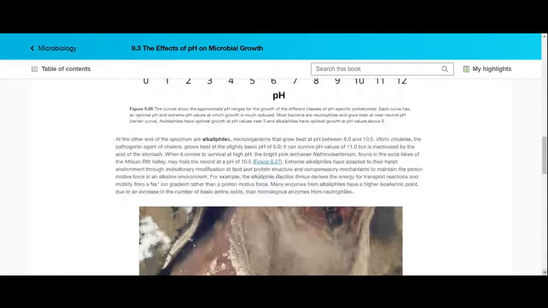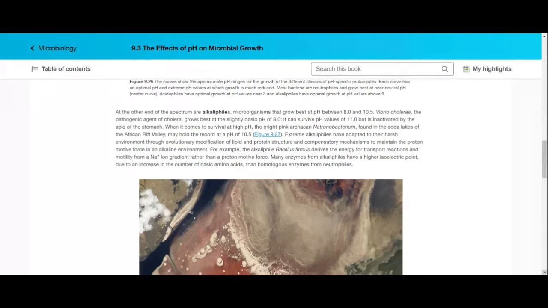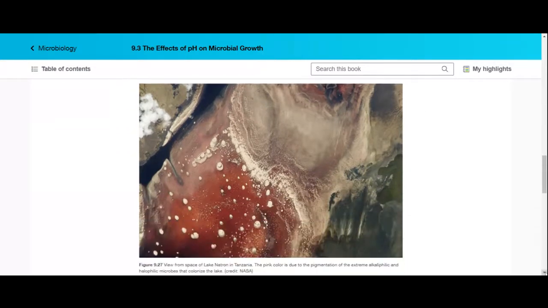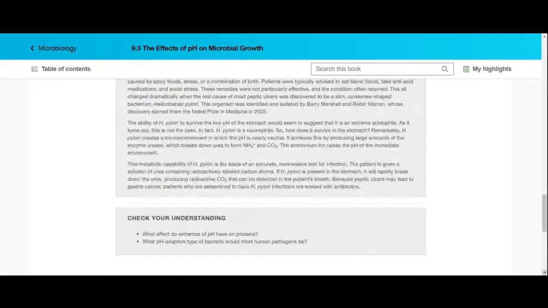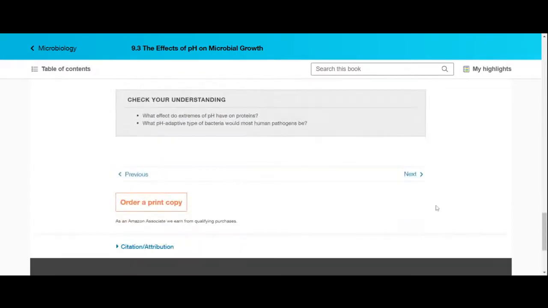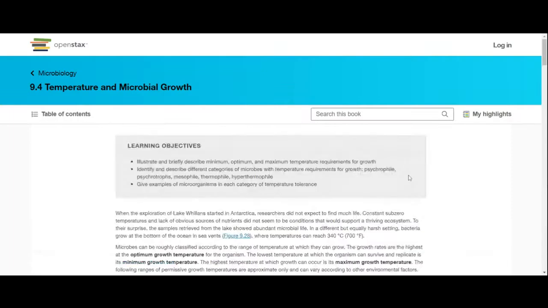And then we have the alkaliphiles or the alkalinophiles, and they grow best between 8 and 10.5. You see there's a neat picture here of Natronobacterium found in the African Rift Valley at 10.5. And so they kind of show up pink there, which is kind of a neat thing. So those are the alkalinophiles. They thrive at higher pHs. So again, we're not going to work with any of those in the lab.